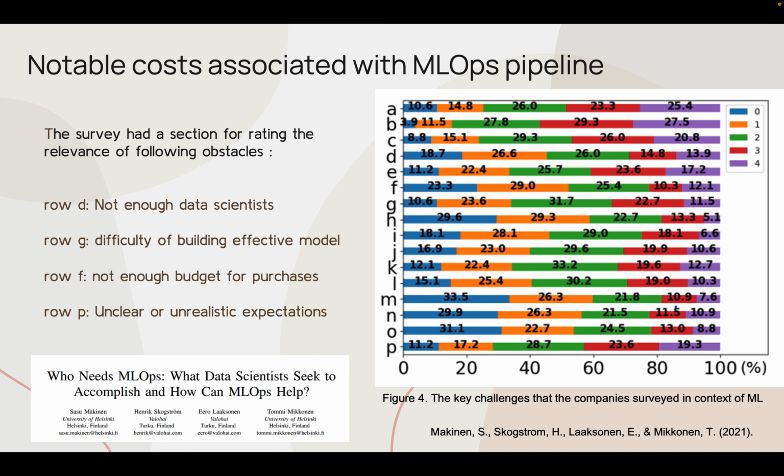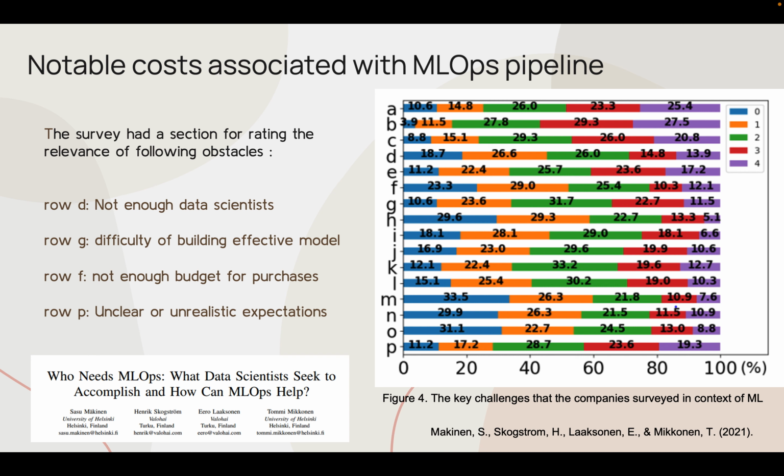There are both financial and non-financial costs that come with an MLOps pipeline. In a research paper called Who Needs MLOps? What data scientists seek to accomplish and how can MLOps help? The authors noted the various costs associated with machine learning in general, and some of these apply to machine learning operations pipelines as well. As a result, the key challenges that the companies they surveyed identified in the context of machine learning are visualized in this figure.